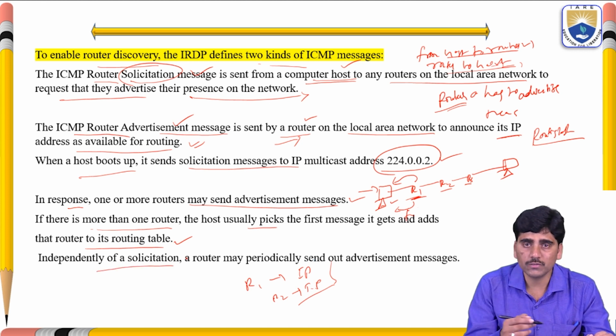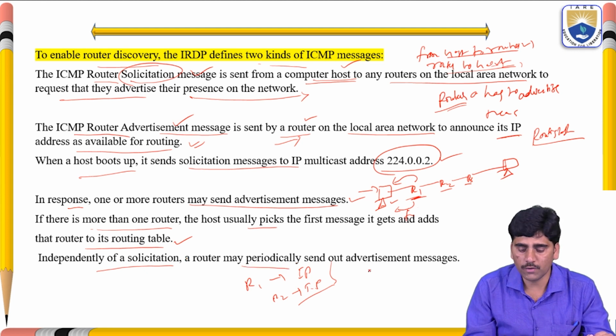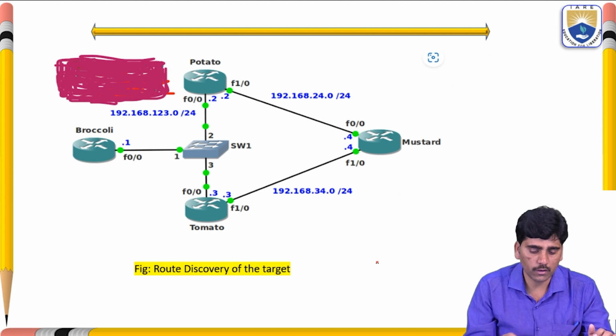So independently of solicitation, a router may periodically send out advertisement messages. Once the data is transmitted, along with that data transmission, the router advertisement message also has to be sent, because the data transmission across the network has to be passed through the routers. And here we can understand the router discovery of the target.